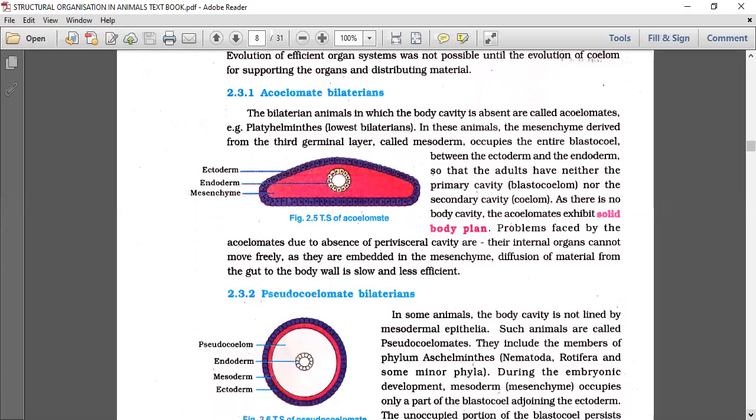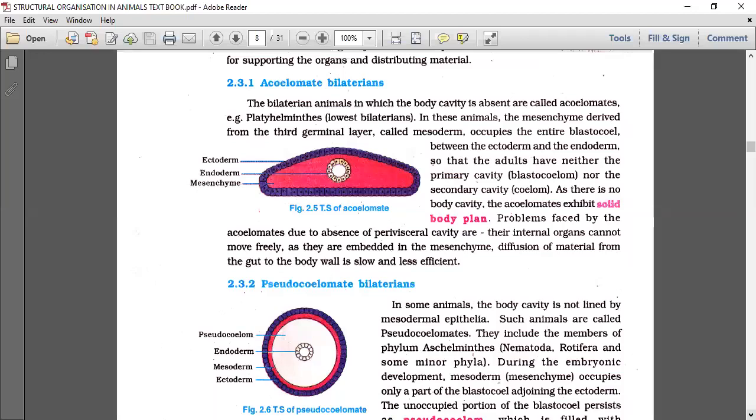Okay, let's start one after another. Acoelomate. Acoelomate bilaterian. The grade Bilateria has two divisions, protostomia and deuterostomia. In the division protostomia, acoelomata, pseudocoelomata, and schizocoelomata are present. So we can say the bilaterian with acoelomate condition. Who is that? Phylum Platyhelminthes. The bilaterian animals in which the body cavity is absent are called acoelomates. So who is that? Platyhelminthes, the lowest bilaterian.